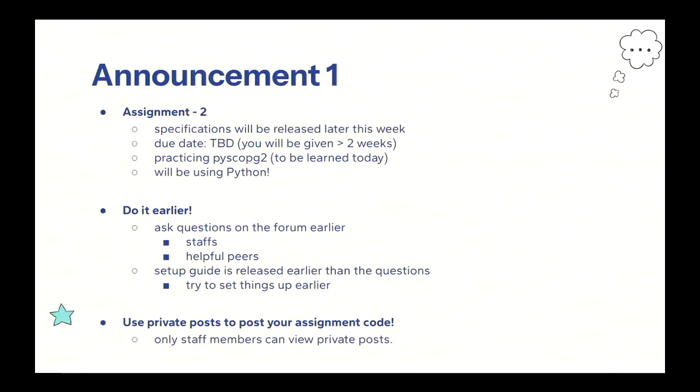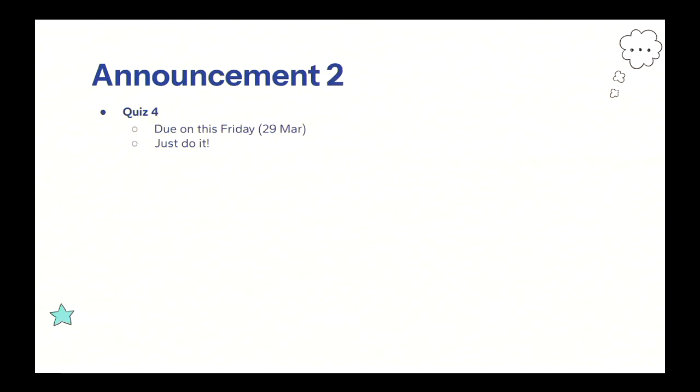And the last thing here about assignments is you should use private posts to post your assignment code. Some students ask about the bugs or issues inside their code, but they just post the code to the forum without marking it as private. So every other student can see their code. This is bad, so try to use private posts if you really want to discuss your code with us. So that's about the assignments.